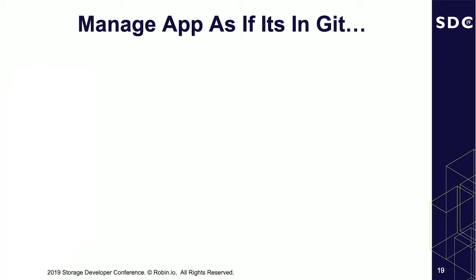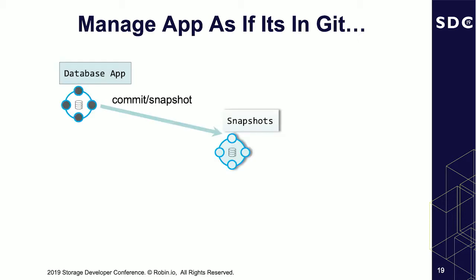So let's say you can manage the app as if it's a Git. Let's say you have a database app with a lot of data. You should be able to take snapshots of the entire application, not just the storage volumes or any other pods, whatever we have seen, but the entire application. If you can take a snapshot with simple commands, then it would be much simpler. And if you have the snapshots, how would you use them to roll back, in case you want to roll back the application?